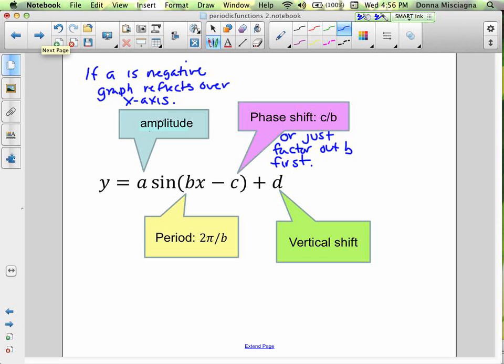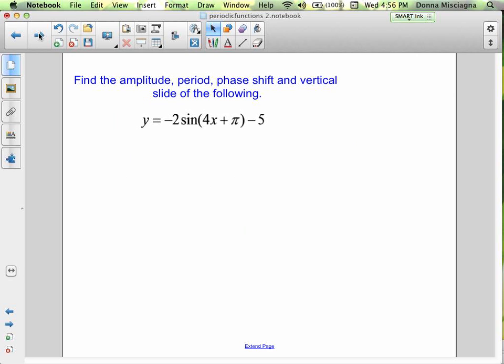To find the period for the graph, you're just going to take 2 pi and divide by b, and whatever d is, that's your vertical shift. Whatever's added or subtracted to the whole function is a vertical shift. Okay, so let's take a look at all of these things. We'll take a look at them and identifying them in some equations. We'll also graph some of those.